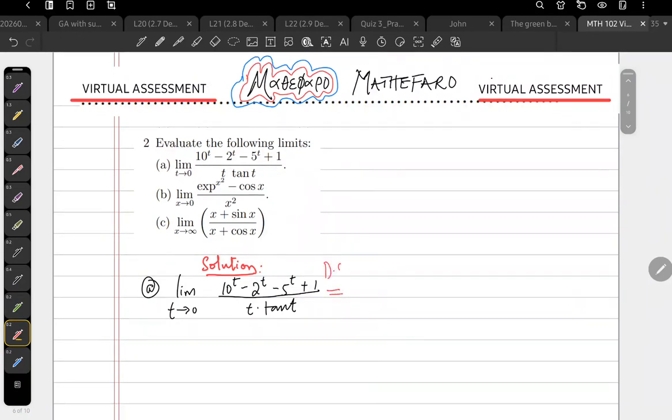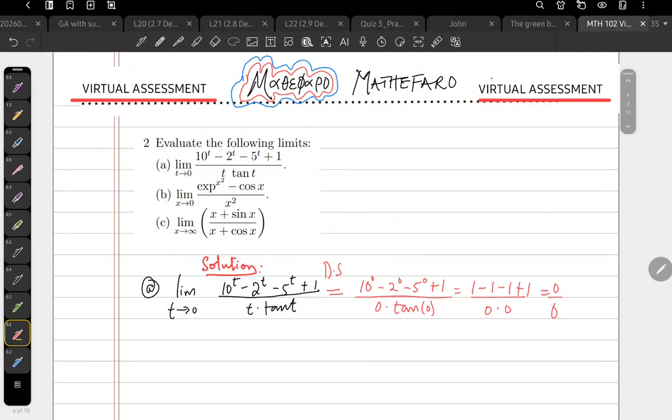So direct substitution will yield 10 to the power of 0 minus 2 to the power of 0 minus 5 to the power of 0 plus 1 over 0 times tan 0. And this will give us 1 minus 1 minus 1 plus 1 over 0 times 0, and that is 0 over 0. Oh, that is an abomination. That is one of the 7 deadly sins, one of the indeterminates.